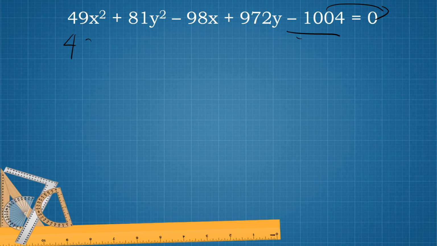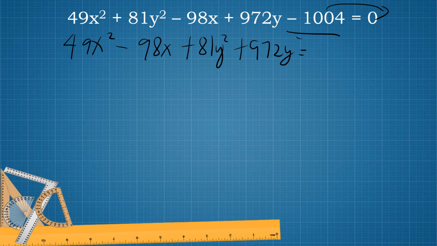So we have 49x squared minus 98x plus 81y squared plus 972y. Since we transpose negative 1004, it will become positive 1004. Now, we have 49x squared and minus 98x, and 81y squared plus 972y. Now, what are we going to do? We're going to have the common monomial factor.